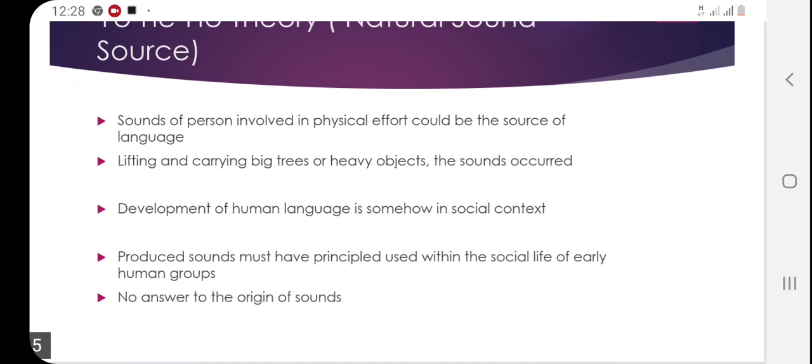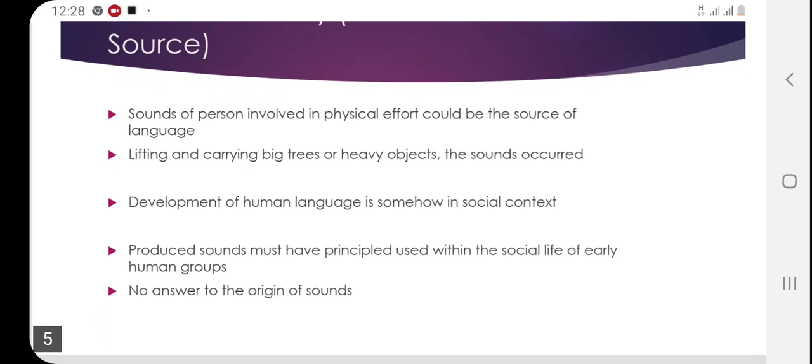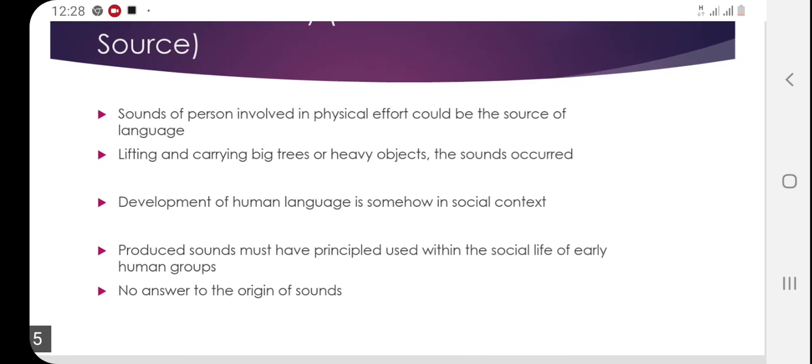Then, as I told you, lifting and carrying big trees or heavy objects, the sounds occur when we are having weight on our head. Then the development of human language is somehow in a social context. Now they believe that these sounds were there. These were the first words that humans might have spoken, the sounds of emotions and sounds relevant to the sounds created by objects.